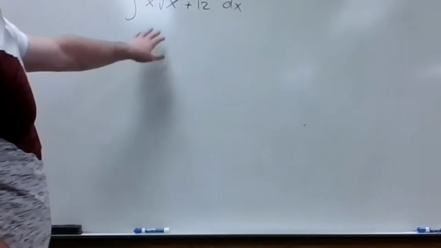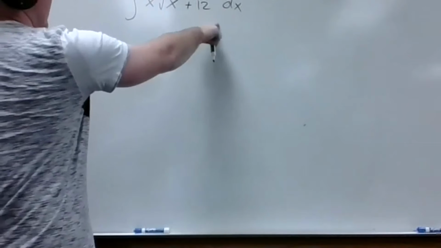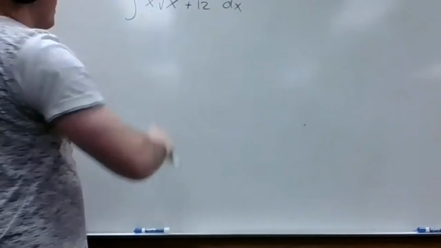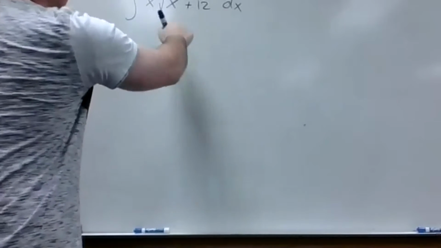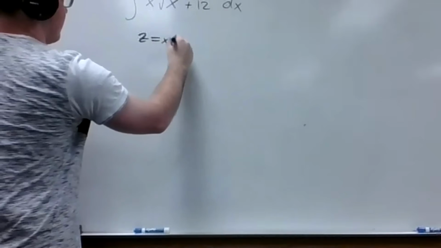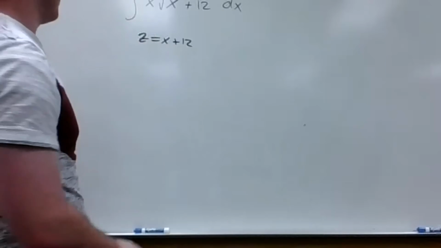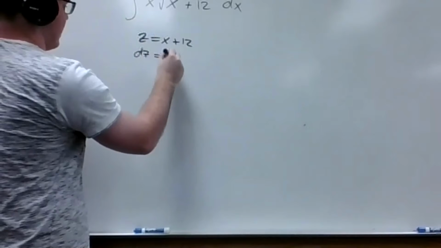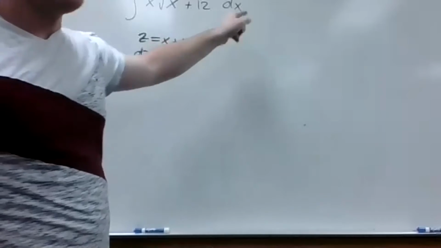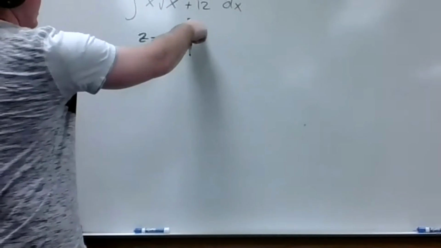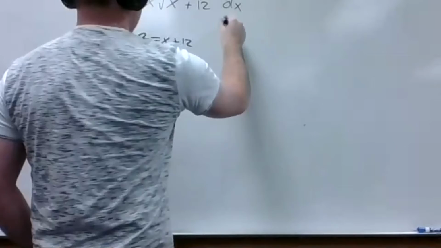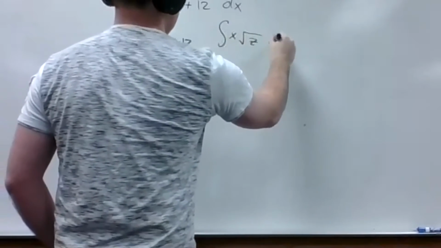If we're going to do a U substitution problem and we went through the steps, we're going to end up with this x here, right? So what we do is rewrite this equation. We're going to say that z is equal to x plus 12. If we take the derivative of this equation, we just get dz equals dx, right? So when the time comes, we can just replace this dx with a dz. But if we do that, we end up with something that looks like this: x z dz, right?